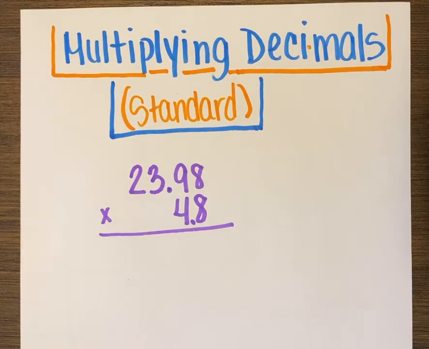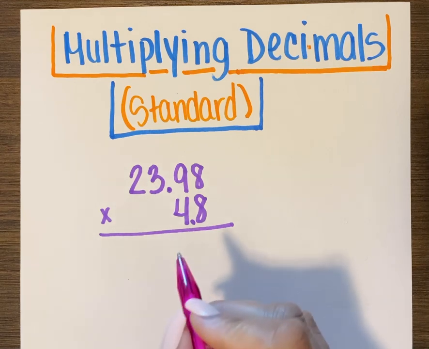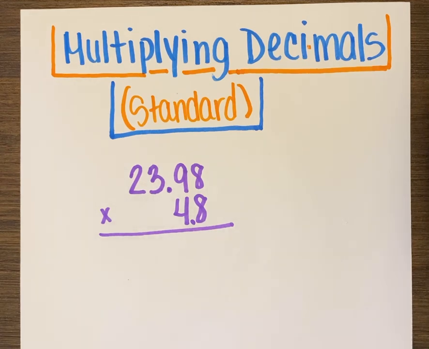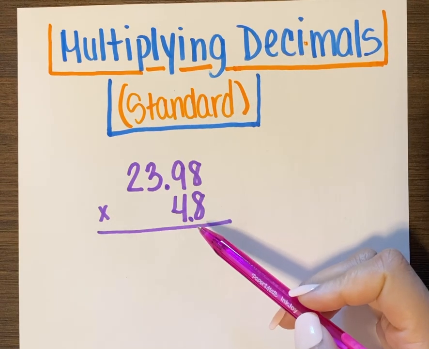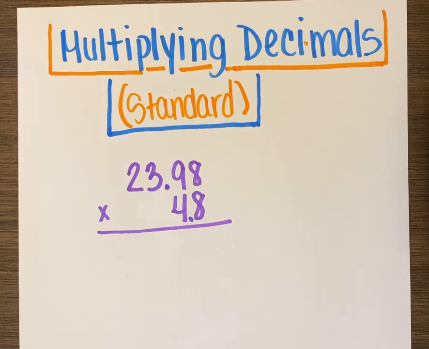All right, welcome back. We're about to multiply some decimals. The thing about multiplying decimals that is different from multiplying your regular whole numbers is that your decimals don't have to be lined up.